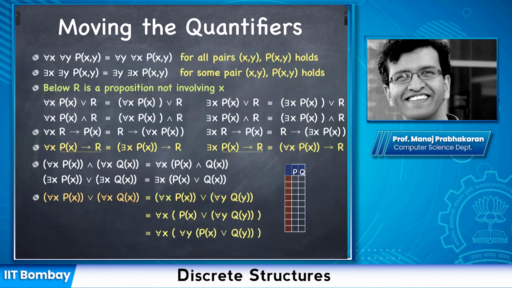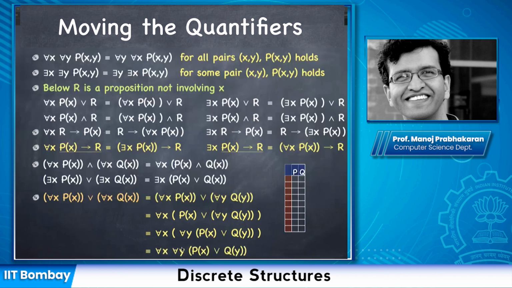Now I can do this again with respect to y. I think of this Px as r, which is independent of y, and I'm thinking of y as my variable. So it's for all y, Qy or r, and I can rewrite it as for all y, Qy or r. Here r happens to be Px. So I can rewrite the second expression in this way.